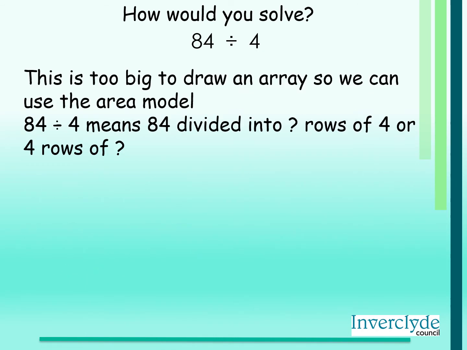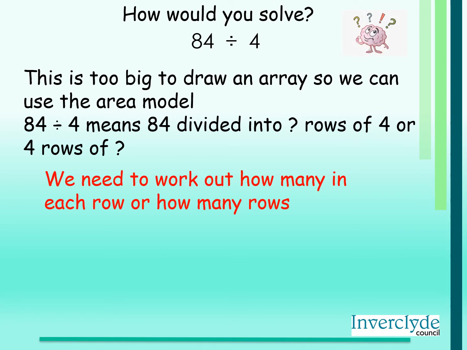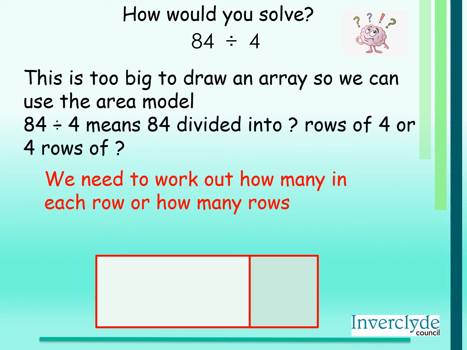Now we know that 84 divided by 4 is too big to draw as an array, so we have to use a different strategy to help us. 84 divided by 4 means 84 divided into how many rows of 4, or 4 rows of how many. We need to work out how many in each row, or how many rows. So I'm going to draw my area model.